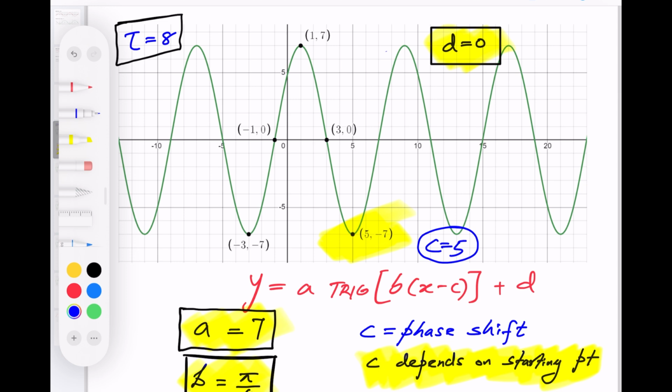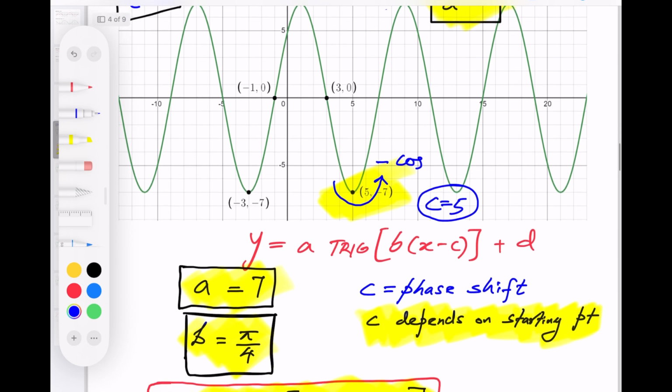Within a neighborhood of that point, we can see that the graph has this behavior, which means it looks like the behavior around the starting point of the reflected basic cosine curve, which means we are going to write down a negative cosine equation using that point 5 comma negative 7. So let's go ahead and write down that equation as well.